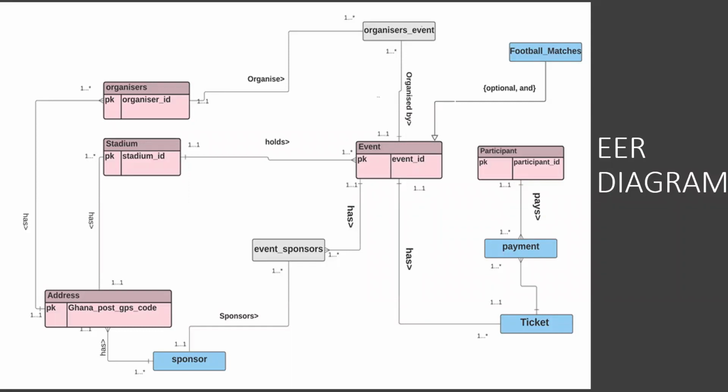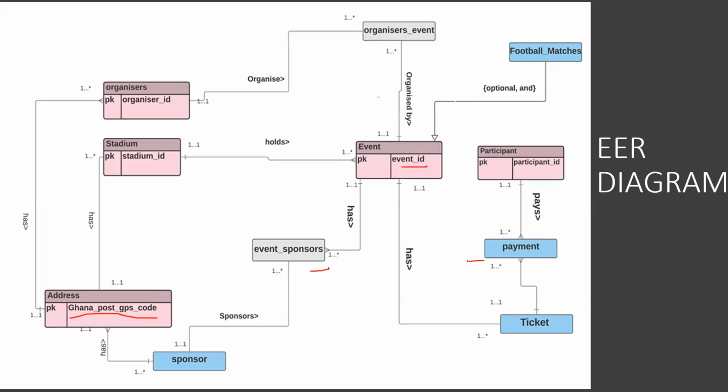The address too can have many organizers, but the organizers can have only one address. We can also have organizers organizing many events, and many events organized by an organizer or organizers. Well, there is a thing you might have noticed: our strong entities have their primary keys inside, and our weak entities do not have the primary keys inside.